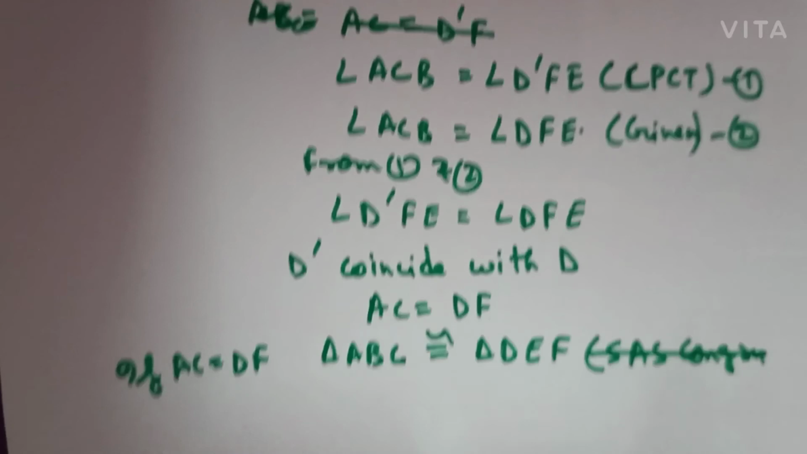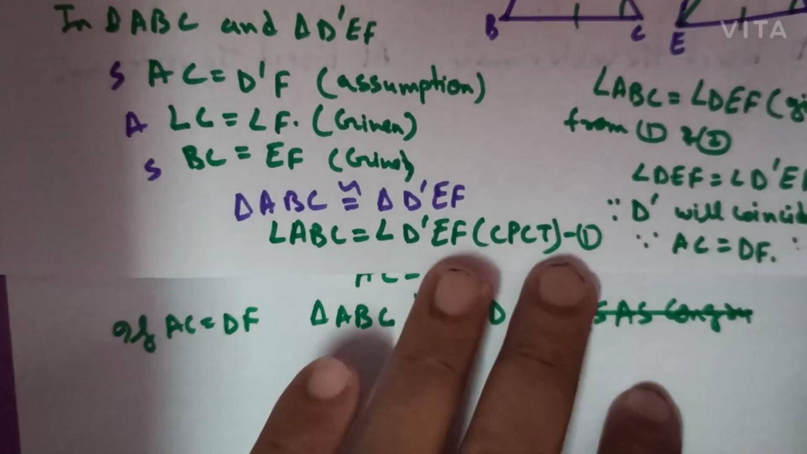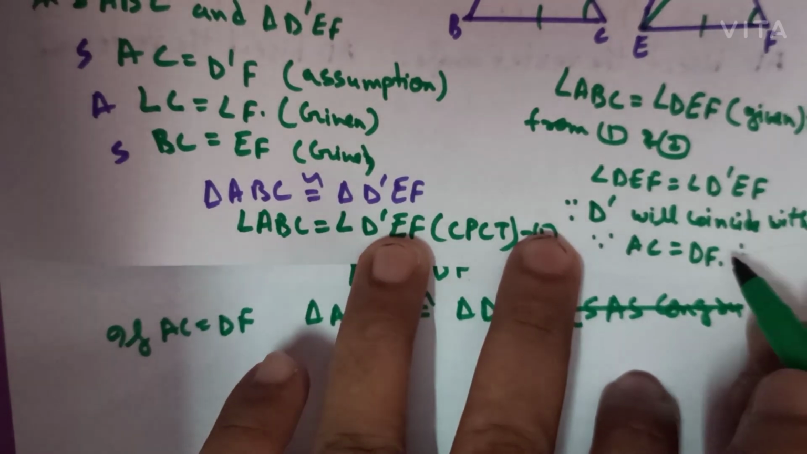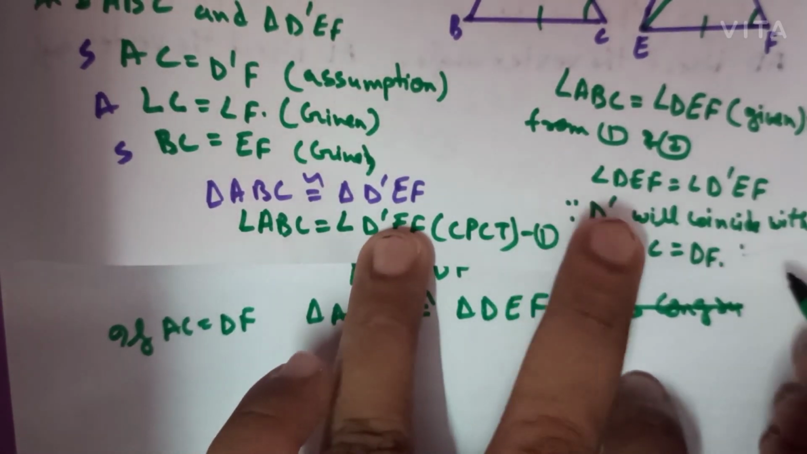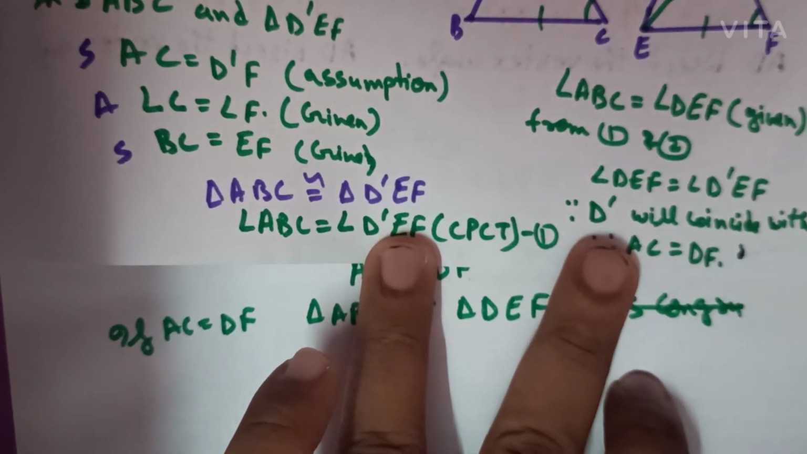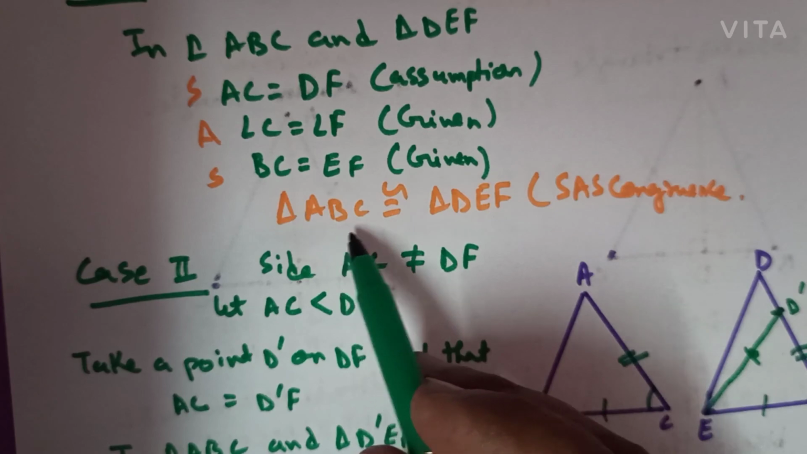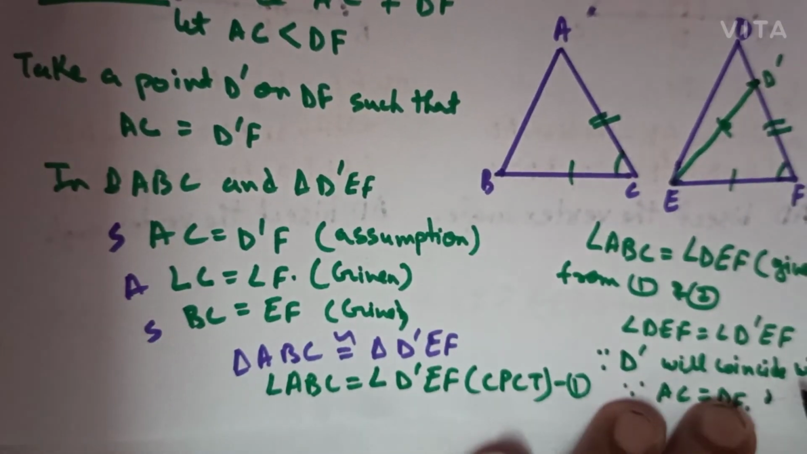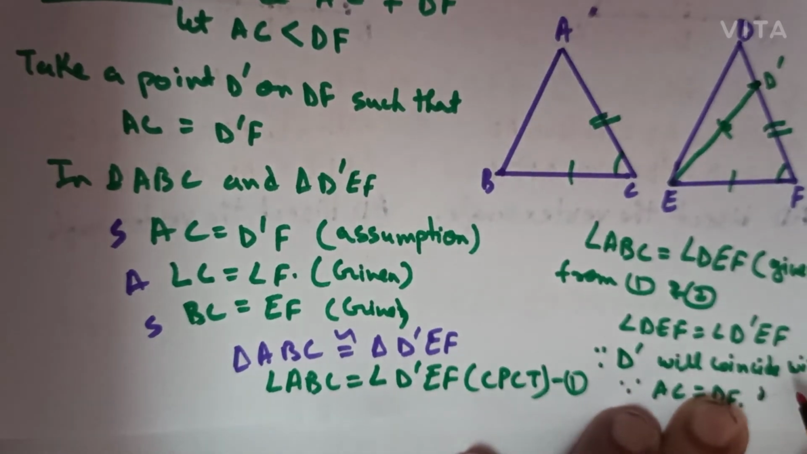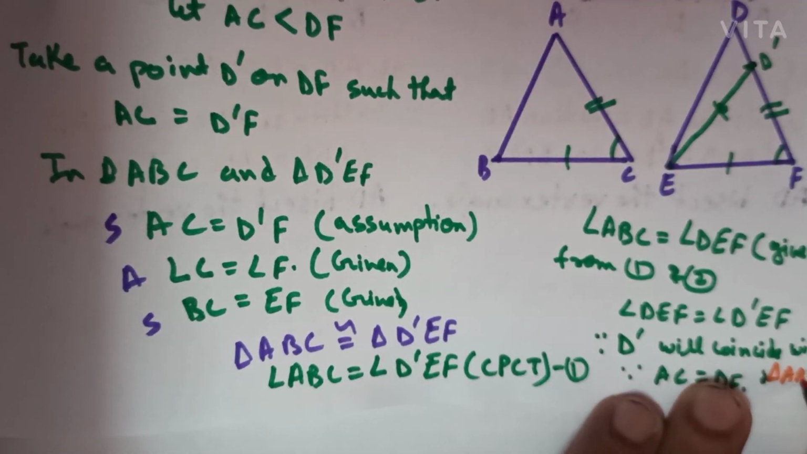In case number 2 also we can write here, after this step AC is equal to DF, that triangle ABC is congruent with triangle DEF. I am not having the space, so I am not writing here. In the first case I have already written that triangle ABC is congruent with triangle DEF. Here also we can write, or rather I will write very small, that triangle ABC is congruent with triangle DEF.